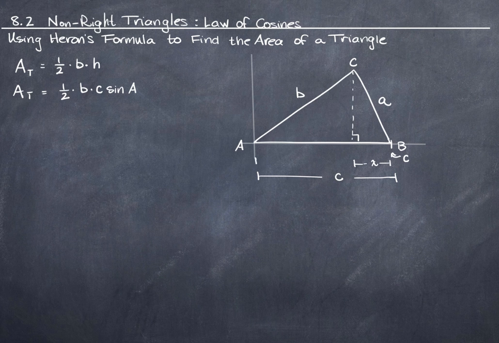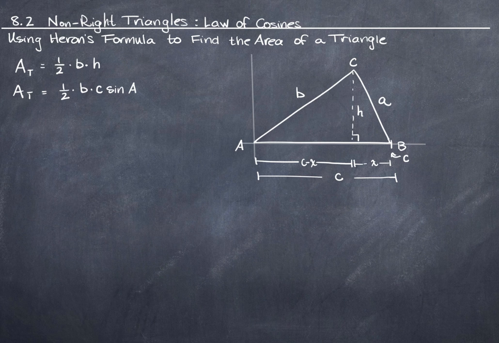then the distance from here to here is c minus x. If this is x from here to here, then from here to here is the whole thing minus this much. All of c minus x. I'm also going to call the height of the triangle h.